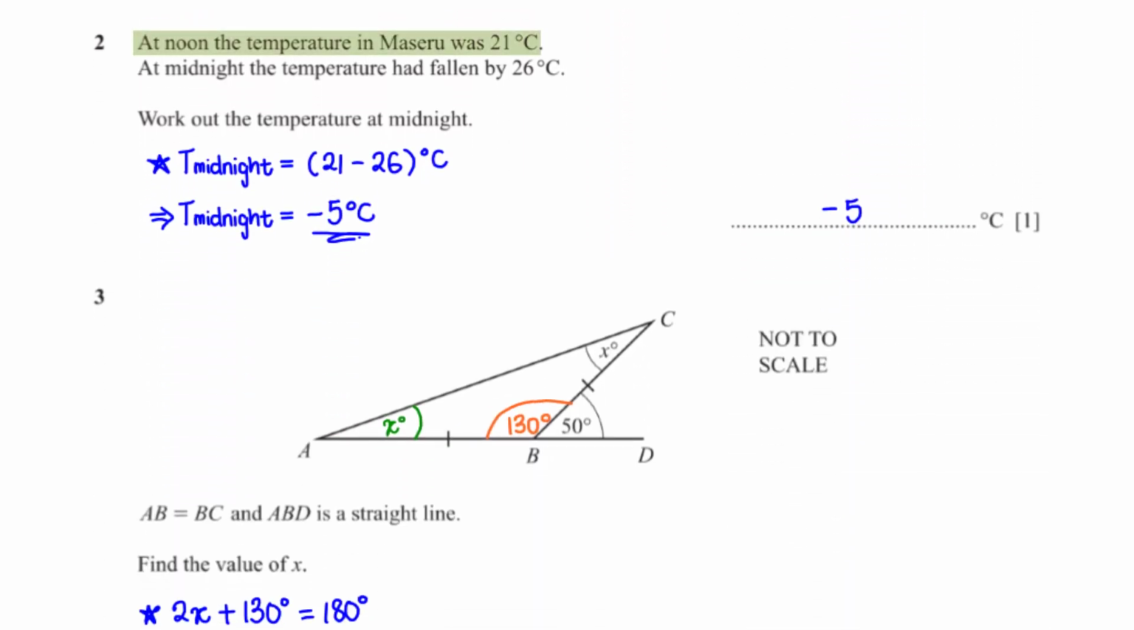At noon, the temperature in Maseru was 21 degrees Celsius. At midnight, the temperature had fallen by 26 degrees Celsius. Work out the temperature at midnight. To get the temperature at midnight, we subtract 26 degrees Celsius from 21 degrees Celsius. This gives us -5 degrees Celsius.